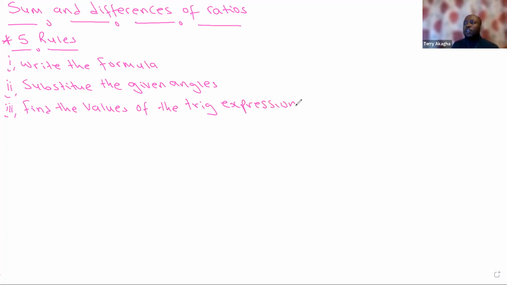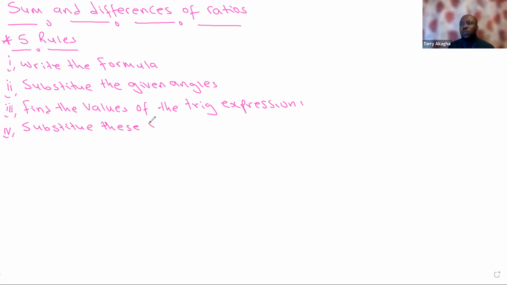After finding the values of the trig expressions, the next thing you have to do is substitute these values into the equation, all right? So when you find the values, you now substitute them into the trig equation. And after substituting, finally, you simplify.